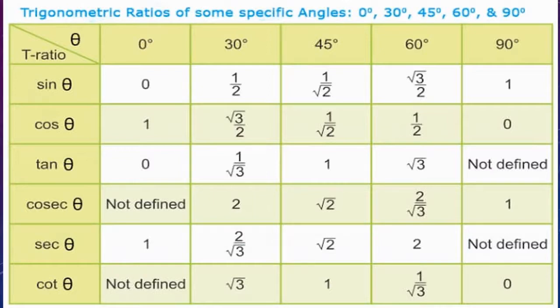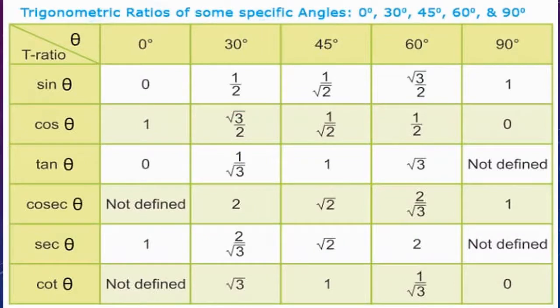Now let us see the relation between sin theta and cos theta. Now sin 0 degree is 0 and cos 90 degree is also 0. So we can say that sin 0 degree is equal to cos 90 degree. Similarly, sin 30 degree is equal to cos 60 degree, which is equal to 1 upon 2. Sin 45 degree is equal to cos 45 degree, that is 1 upon root 2. Sin 60 degree is equal to cos 30 degree, which is root 3 upon 2. Sin 90 degree is equal to cos 0 degree, which is equal to 1.